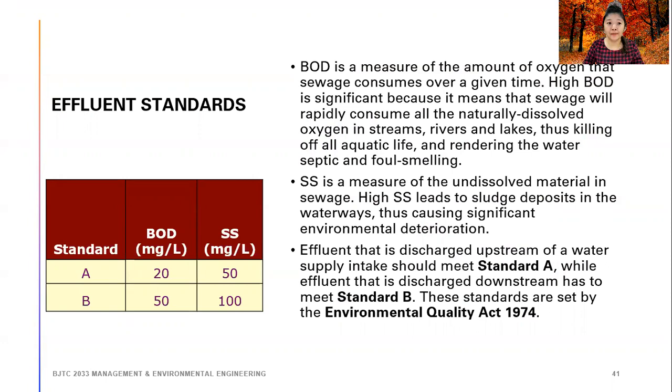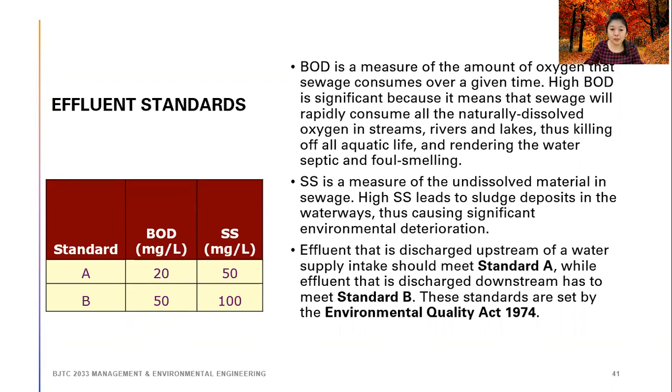Usually the main thing that we look into for the effluent standard is the BOD, which is the biochemical oxygen demand. This is to check the microorganisms that are available in the wastewater. It cannot be more than 20 or 50. For those rivers that we use as drinking water, the BOD cannot be more than 20 milligrams per liter. And SS is the suspended solids, so we need to make sure the water that we release is a clean one.